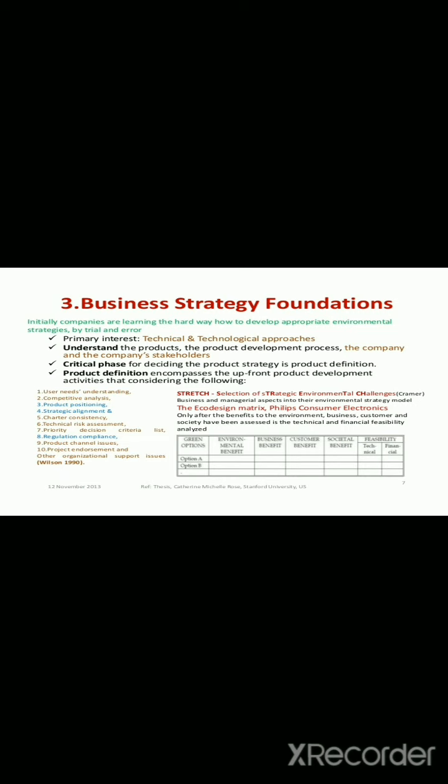Stage, that is the selection of strategic environmental challenges, business and managerial aspects into their environmental strategy model. In the eco design matrix of Philips Consumer Electronics, only after the benefits to the environment, business, customer, and society have been assessed is the technical and financial feasibility analyzed. This is all regarding business strategy foundations.